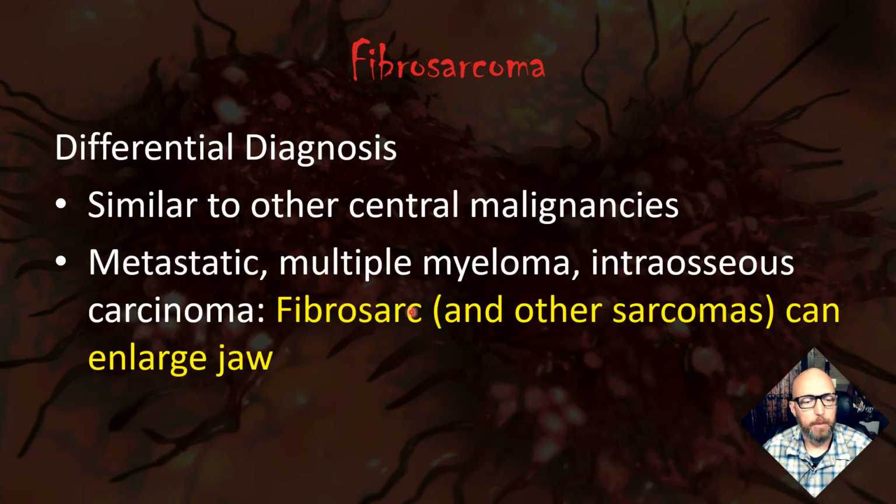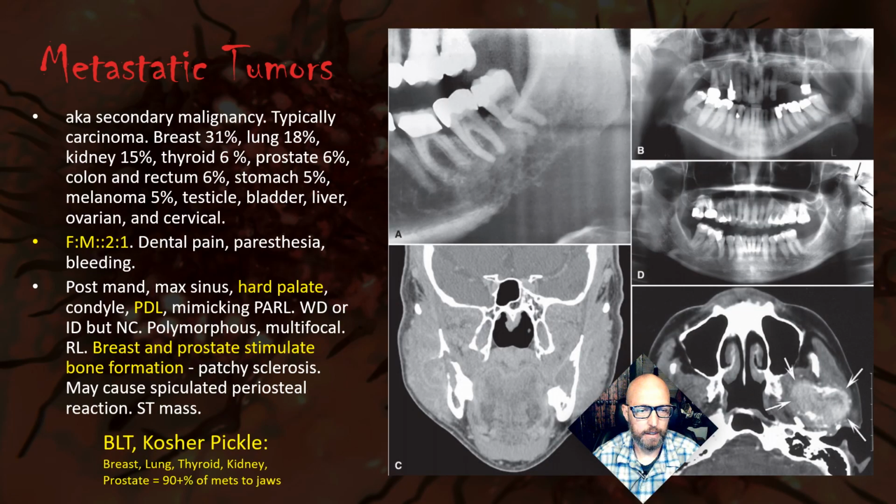All right, radiographically, the appearance is very similar to other central malignancies. So you're going to have on your differential, is it a metastasis? Do they have some other prior known malignancy? Myeloma, intraosseous carcinoma, or basically any type of lesion. Fibrosarcoma, other sarcomas, especially osteosarcoma, chondrosarcoma, those can be more of an enlarging bone, where it really tends to enlarge and grow the bone outward. So sarcomas can do that rather than just being completely destructive. But radiographically, the fibrosarcoma at least looks just destructive like the other ones.